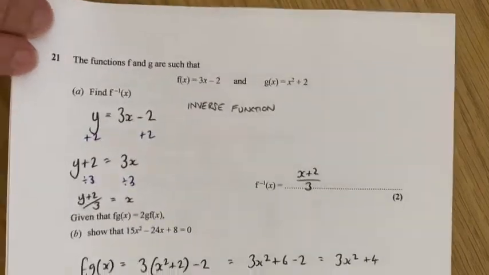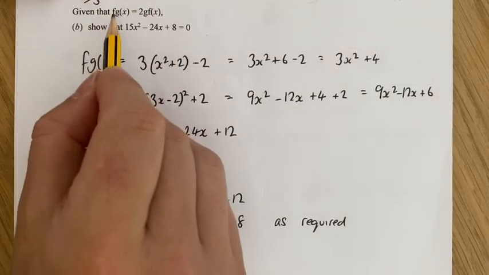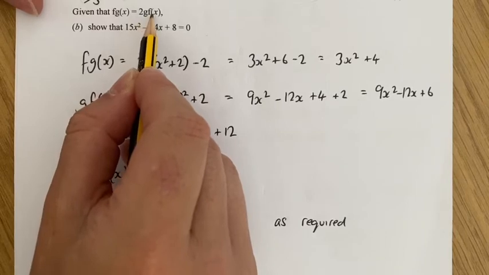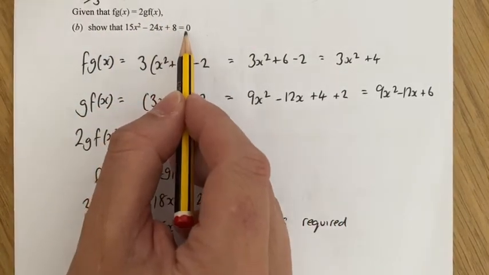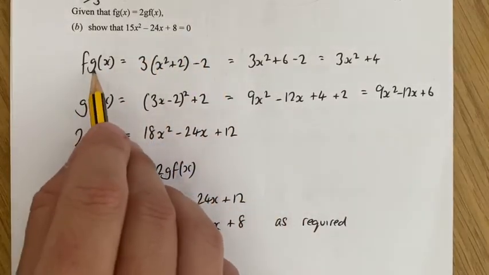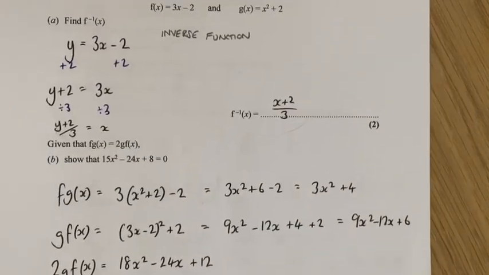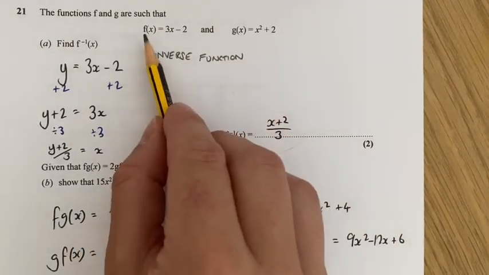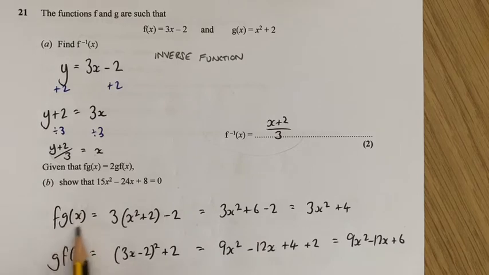Moving on to part B. Part B says that given that f of g of x equals 2g of f of x, show that 15x squared take 24x plus 8 equals 0. Okay, right, f of g of x means get the function g. So we can see the two functions again, there we go. So get the function g and put it into f. Okay, so we're doing f of g of x.